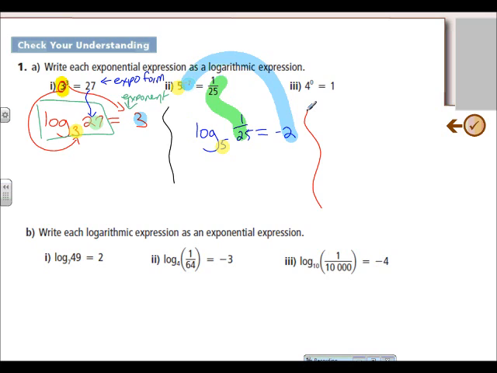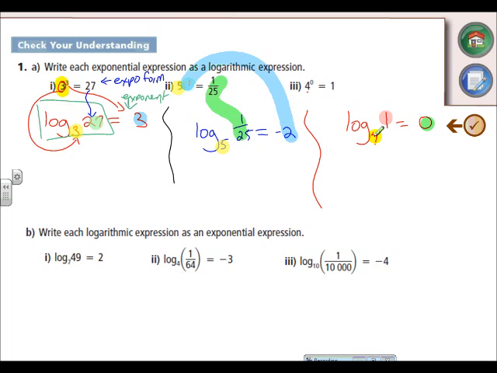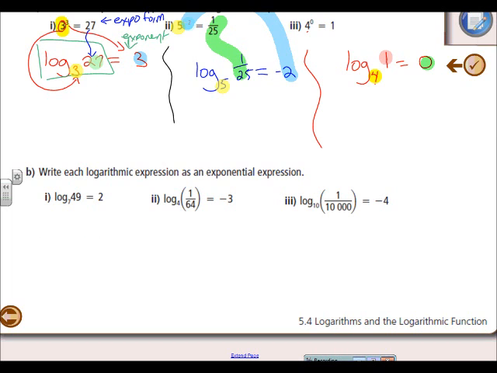So let's do this one again. Log base 4. The base stays as the base. The base was 4. The base is 4. Now the 0 and the 1, they've got to switch sides where they were with the 4. The 0 was with the 4. Now it's got to be on the opposite side. The 1 was on the opposite side. Now it's on the same side with the 4. And again, this is saying 4 to the 0 equals 1.